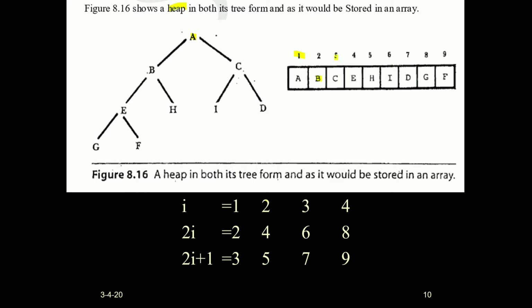Next is 3, so next is C. Now when I consider C, it is again checked with the parent. It is greater, so we keep it on the right side of A. For that we do 2i plus 1, whose value is 3. So now C is kept in 3. Similarly for B also. Whenever we go to add E, we check with the parent whether it is greater.